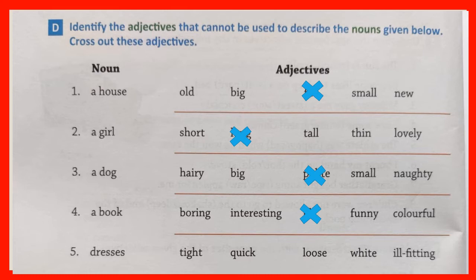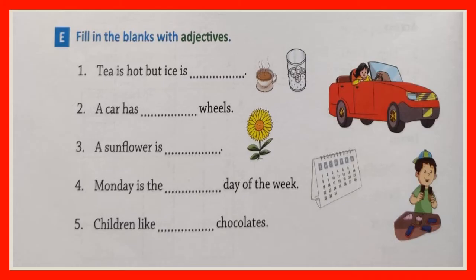Now let's do the last one. Dresses. A dress can be tight. Yes. Can a dress be quick? No. So put a cross here. It can be loose. It can be white. Or it can be ill-fitting. Ill-fitting means when it is not fitting you properly. So the wrong adjective here is quick. Let's go to the next exercise on the same page.